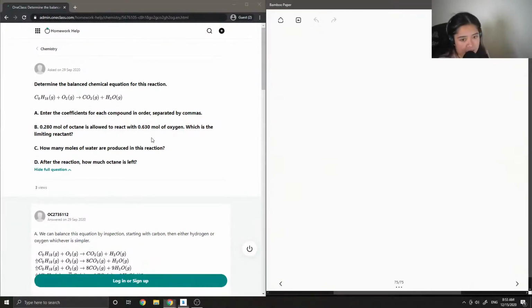Okay, so let's start off. Trying to balance. We have octane gas plus oxygen gas makes carbon dioxide plus water.